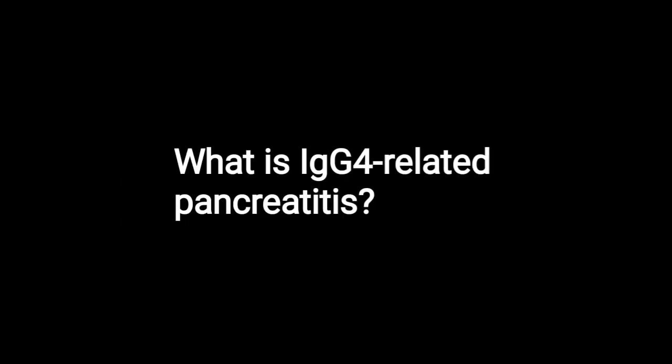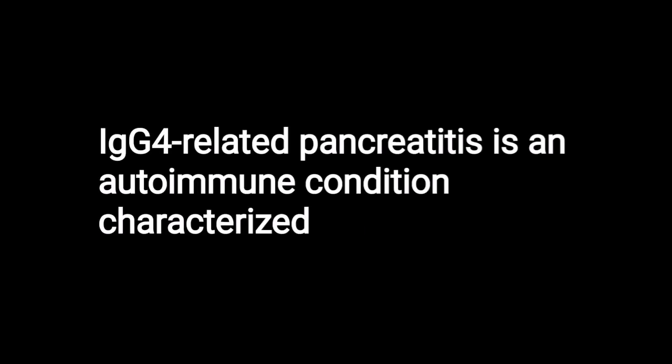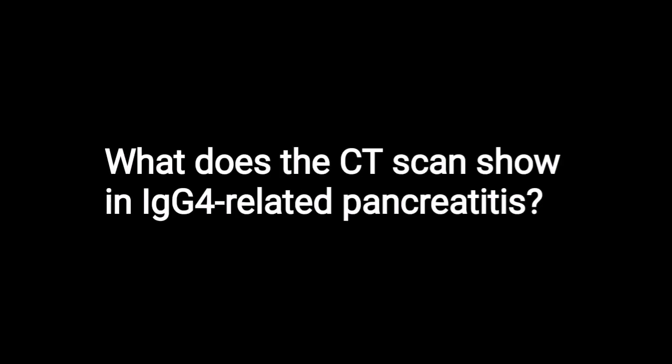367. What is IgG4-related pancreatitis? IgG4-related pancreatitis is an autoimmune condition characterized by elevated IgG4 levels and an enlarged sausage-shaped pancreas. 368. What does the CT scan show in IgG4-related pancreatitis? The CT scan shows an enlarged sausage-shaped pancreas.